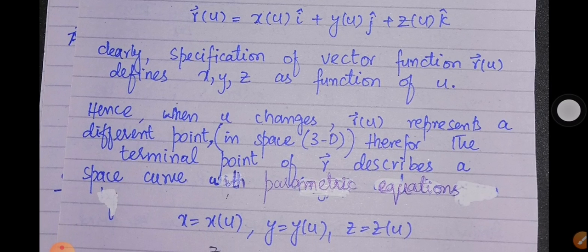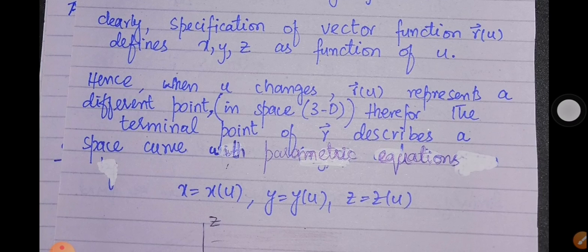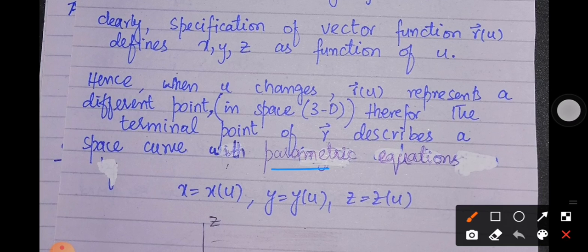Now when u changes, r of u represents a different point in 3D space. Therefore the terminal point of r describes a space curve with parametric equations x is equal to x of u, y of u, and z of u. Why are we saying these are parametric equations? Because in parametric equations we define all the functions or all the equations with the help of one single parameter.